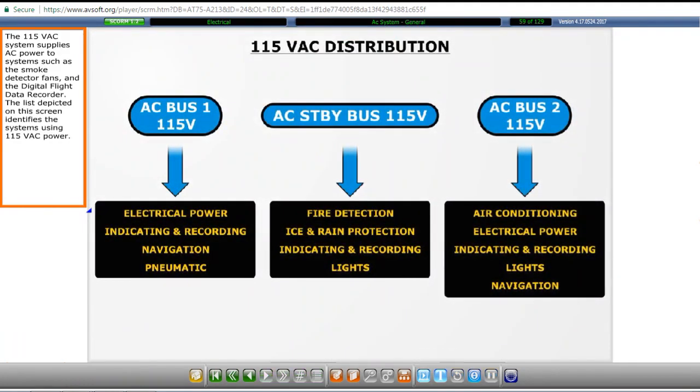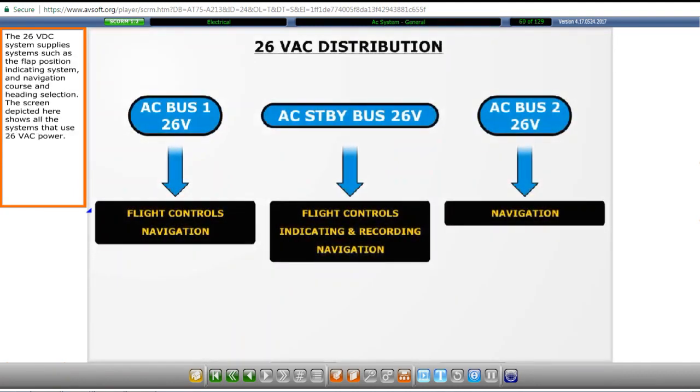The 115 volts AC system supplies AC power to systems such as the smoke detector fans and the digital flight data recorder. The list depicted on this screen identifies the systems using 115 volts AC power. The 26 volts AC system supplies systems such as the flap position indicating system and navigation course and heading selection. The screen depicted here shows all the systems that use 26 volts AC power.